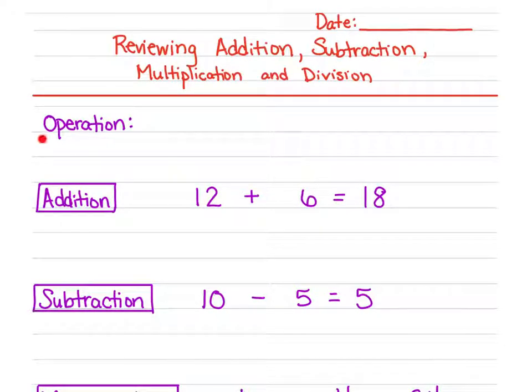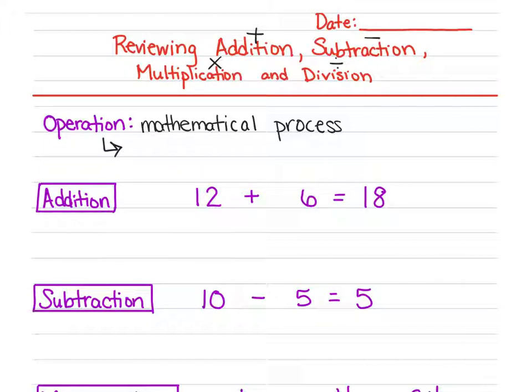In math, an operation is a mathematical process. There are 4 that we use: addition, subtraction, multiplication, and division. So there are 4. Go ahead and make sure you're writing this down with me. Now, of course you know those.